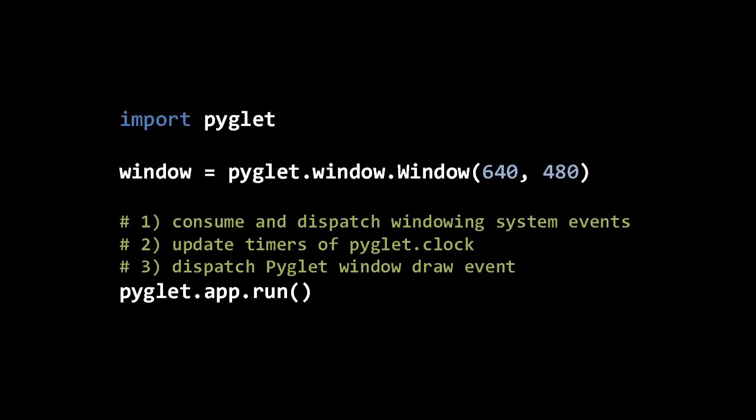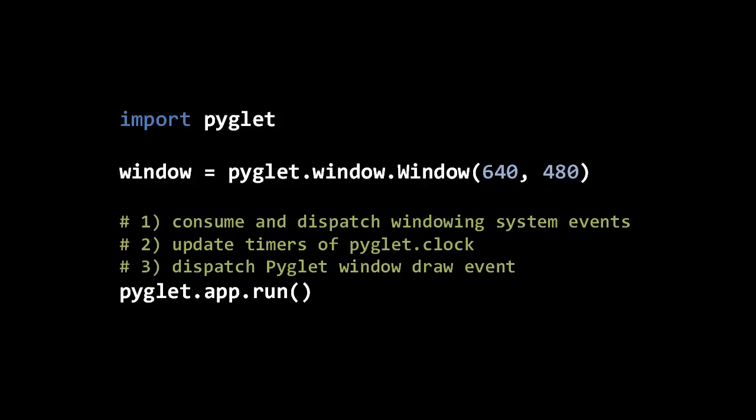Aside from consuming and dispatching system events, the run loop also updates the timers of the pyglet.clock module. Without the run loop invoking their update methods, the timers would be inert. And third, in each iteration, the run loop dispatches a draw event via the window object.